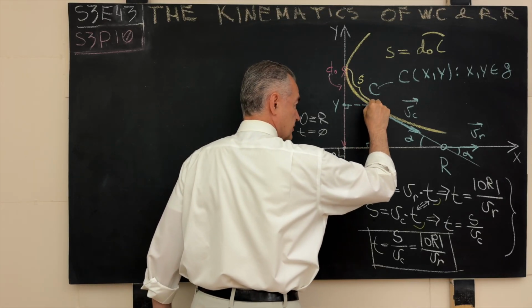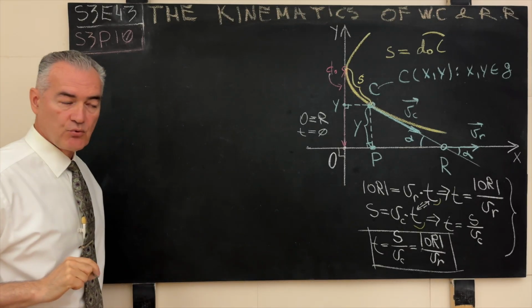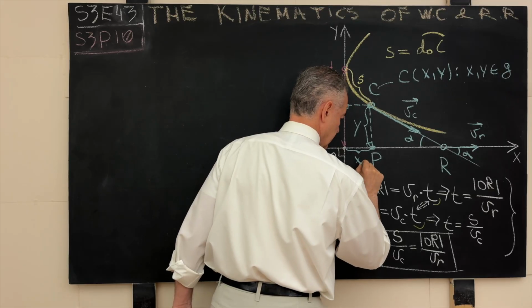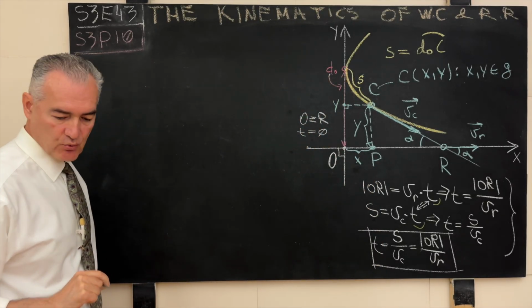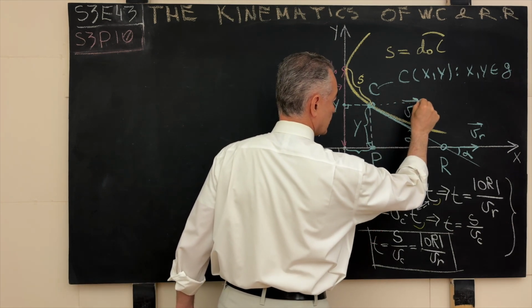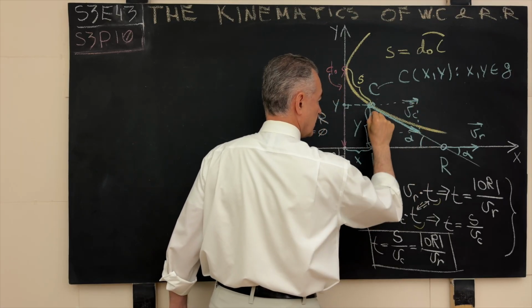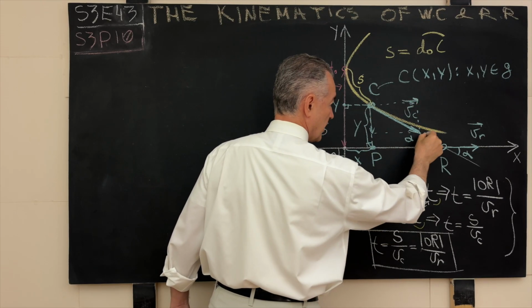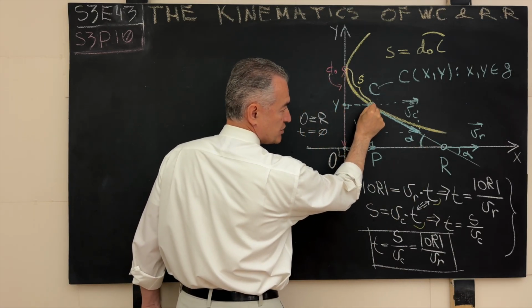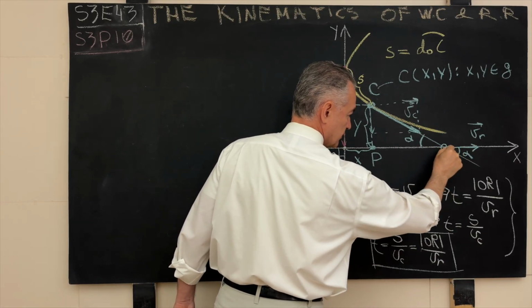This distance right here is the y-coordinate of the point C. And what is this? This is the x-coordinate of the point C. And again, you understand that the projections of these vectors will run this way and that way. This is the angle. Remember that the velocity vector of the chaser always points at the point R, no matter where it is along the straight line.